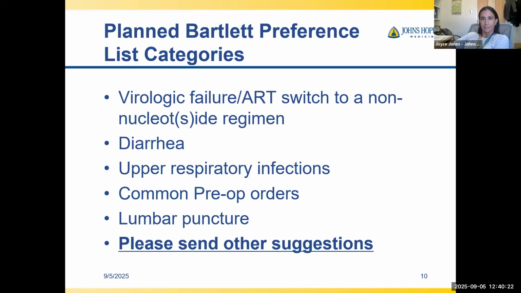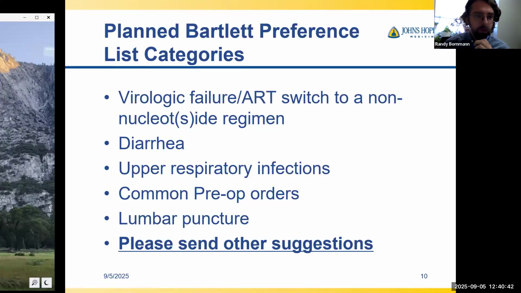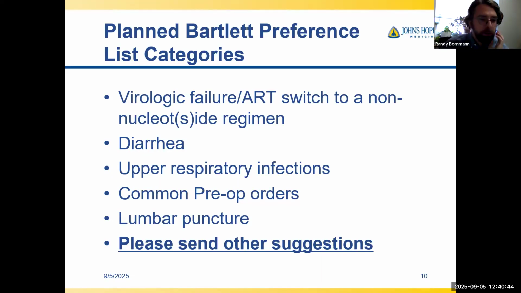Okay, Randy. Yeah, in addition to all these suggestions we've already got, we're planning to work on panels for if you're switching someone's ART to a regimen without a nucleoside or a nucleotide, or they're having viremia on treatment, a diarrhea order set, URIs, pre-op orders. But if you think of anything that you're frequently ordering and we could just make it an easy to choose panel, let us know and we'll keep, this will be a very in flux thing as we get used to it.